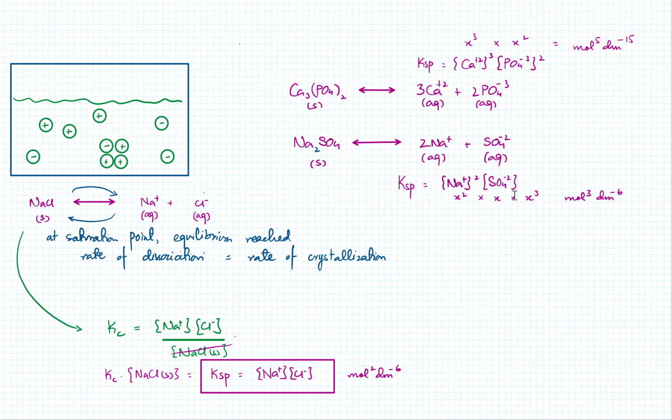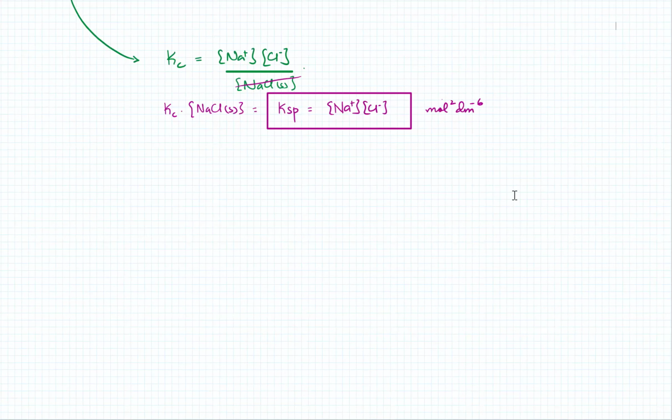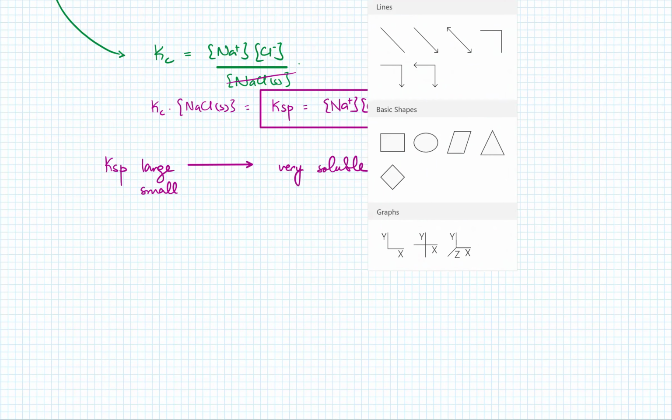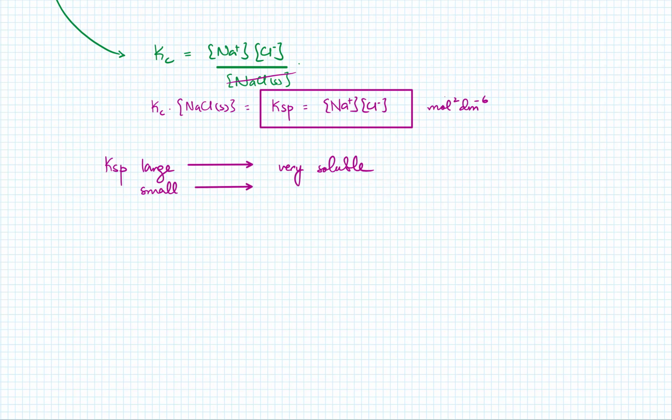What is also important is what the Ksp value indicates. If you have a large Ksp, that indicates that it's very soluble. So Ksp large means a substance that is very soluble. Similarly, if Ksp is small, that indicates that the substance is not very soluble. It's going to produce very few ions.